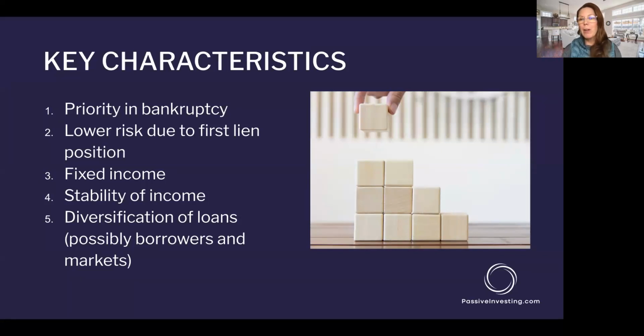But when we're talking about positions that take on the senior debt, that first position lien, meaning if the borrower had to hand the property back or sell it, you get paid off first before anybody else, there are some key characteristics we want to look for. We want to look for priority in bankruptcy. Are we in that first position? Are we going to get our money back first before anybody else?